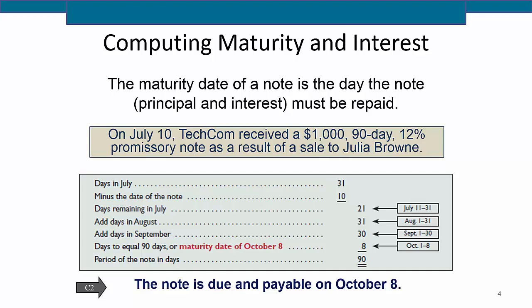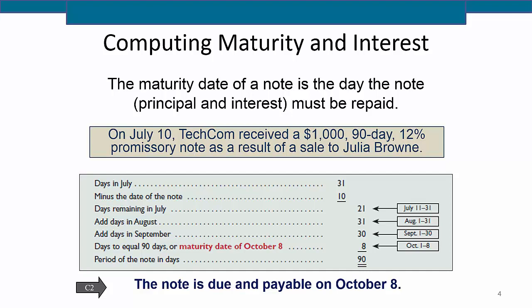Now, let's assume TechCom made a $1,000 sale on July 10 to Julia Brown, who signed a 90-day note in return. The note bears interest at 12%. We need to calculate the maturity date, the date TechCom will receive its cash. When calculating the maturity date, we must use the actual number of days in each month. The maturity date is October 8, as shown on this slide and in the textbook.